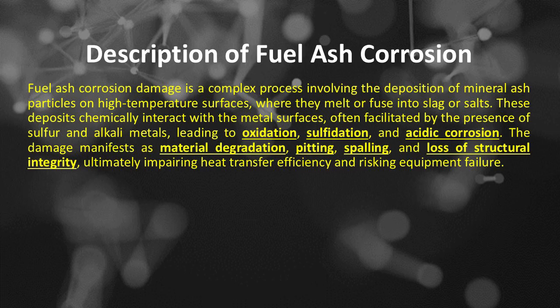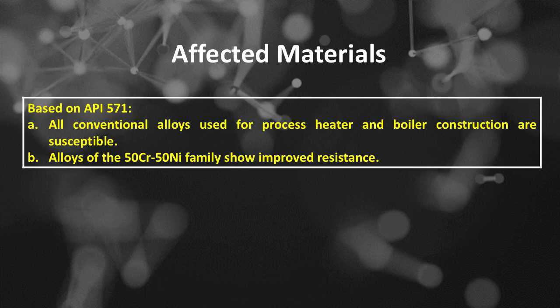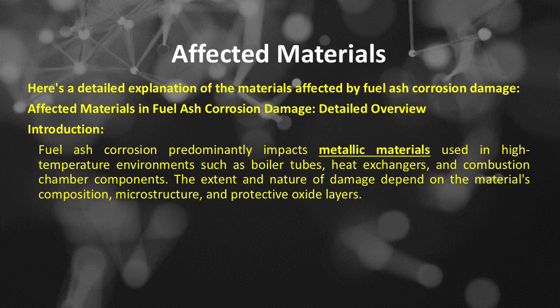The damage manifests as material degradation, pitting, spalling, and loss of structural integrity, ultimately impairing heat transfer efficiency and risking equipment failure. Fuel ash corrosion damage affected materials based on API 571. Number A: all conventional alloys used for process heater and boiler construction are susceptible. Number B: alloys of the 50Cr, 50Ni family show improved resistance. Here's a detailed explanation of the materials affected by fuel ash corrosion damage.